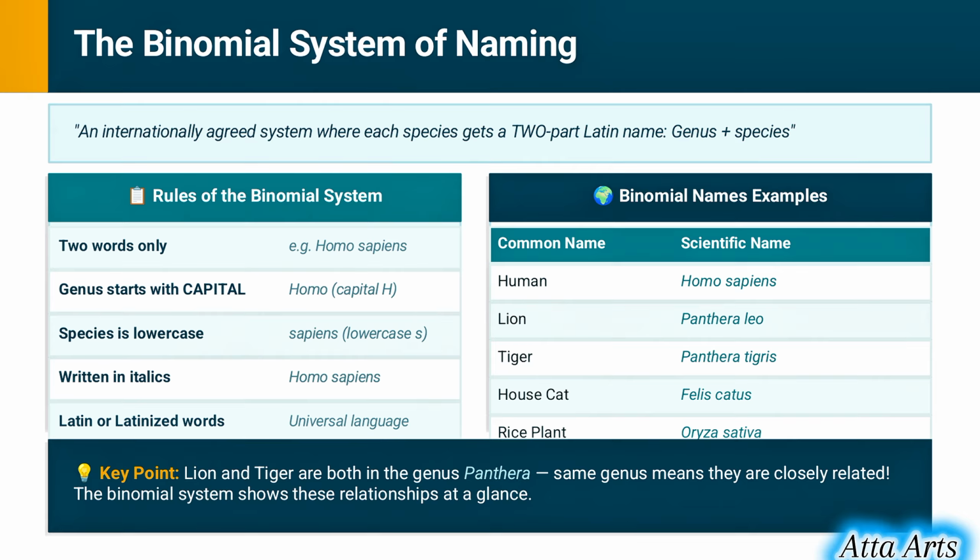Now, why do we use this system instead of a common name? Because common names cause confusion. In Pakistan or India, we might call a certain fish by one name. In England, they call it something completely different. But the scientific name, Oryza sativa, means the exact same thing to a scientist in Japan, Brazil or Nigeria. One name, universal understanding.